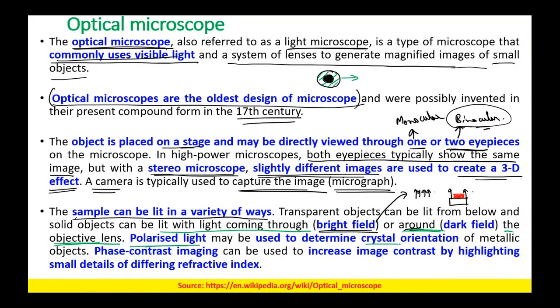Then we can have polarized light. It may be used to determine crystal orientation of metallic objects. We all know that polarized sheets are available. If you have a polarized sheet and the light comes from the back, it passes through if both sheets are in the parallel position.